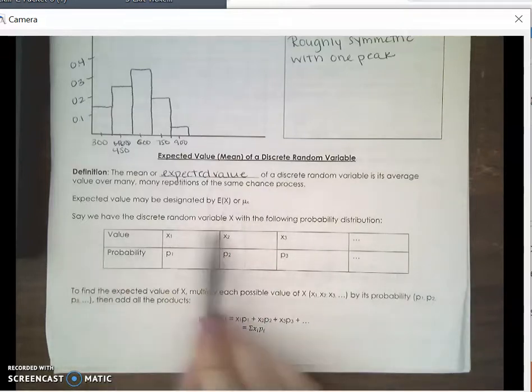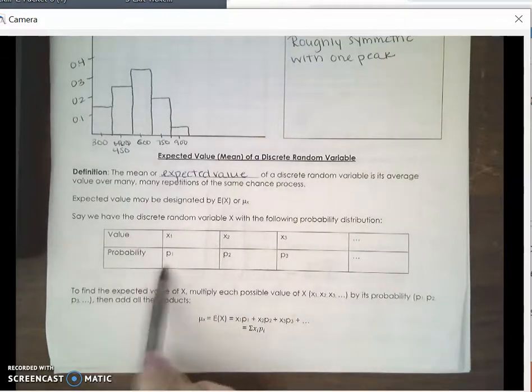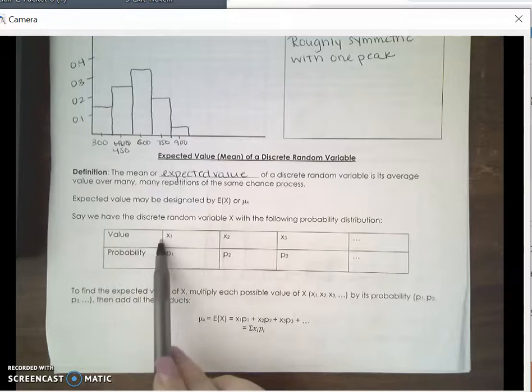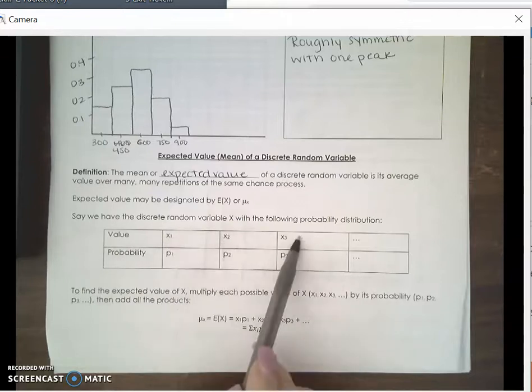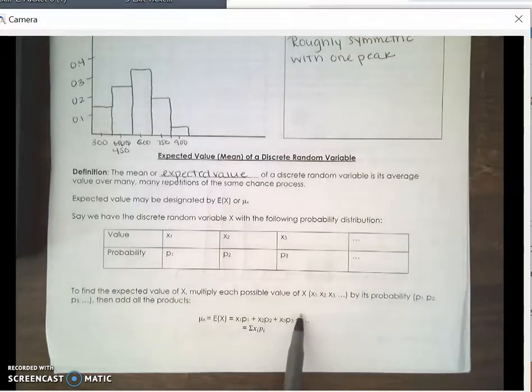So say we have the discrete random variable x with the following probability distribution. So this looks very similar to the one we talked about earlier, where your values will be x sub 1, x sub 2, x sub 3, and your probabilities will be p sub 1, p sub 2, p sub 3, and so forth. The calculation for this looks complicated, but it's really not. The expected value is equal to the value times the probability plus the value times the probability plus the value times the probability. And that gives you the mean expected value.